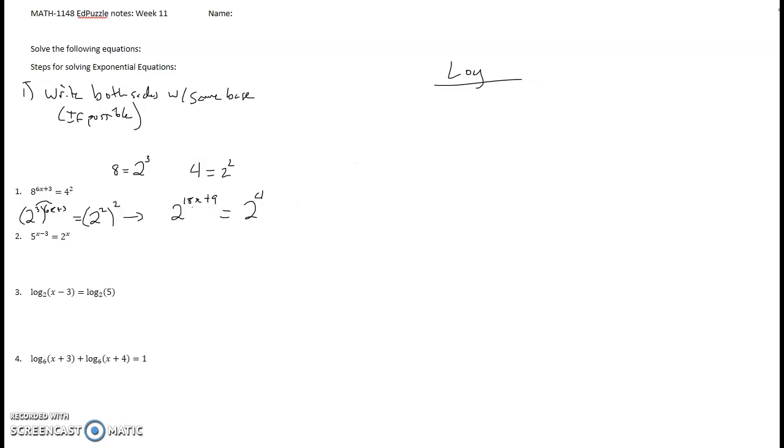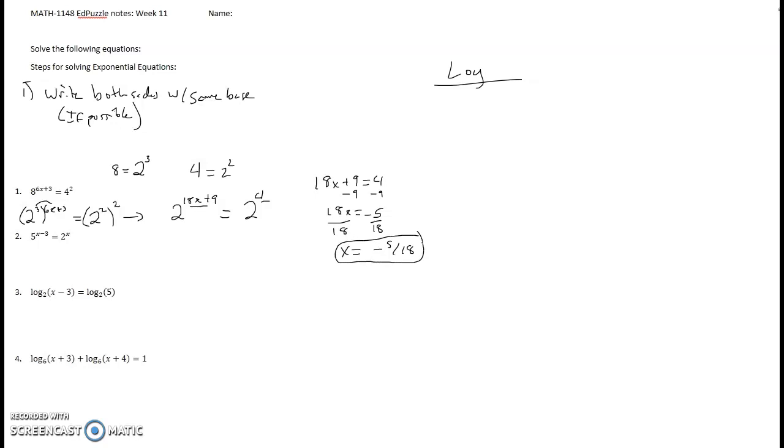So from this point, we can actually set these exponents equal to each other, and we get 18x plus 9 equals 4. We're going to subtract the 9 from both sides. We're going to get 18x is equal to 4 minus 9, which is negative 5. Divide both sides by 18. And we get x is equal to negative 5 over 18.